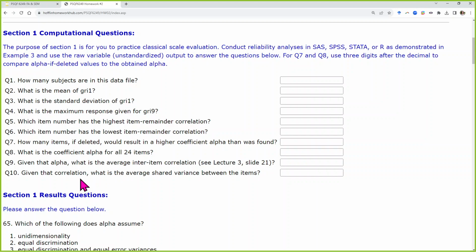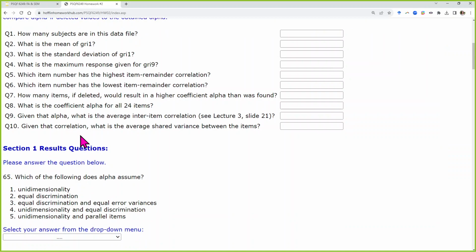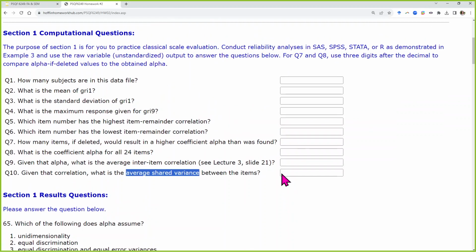And then number 10 is directly related. Given that correlation, what is average shared variance? What does this phrase mean right here? How does that relate to correlation, the idea of shared variance? R squared, yes. So looking to reinforce that concept that shared variance is R squared, because that shows up as measures of effect size. Yes, R squared, thank you, Zoomers.